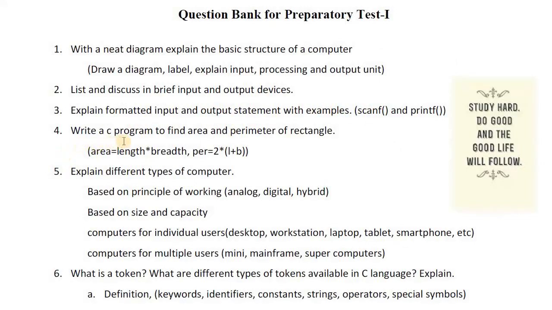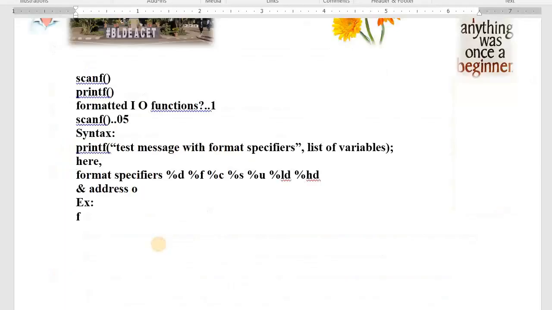Next one is write a C program to find area and perimeter of rectangle. How to write the program? First write a comment why you're writing the program. Okay. Next, #include stdio.h. Yes, don't make any mistakes because machine will not understand. Afterwards, write void main. Next, opening bracket, how many variables we need: length we need, breadth we need, area we have to calculate, perimeter we have to calculate.